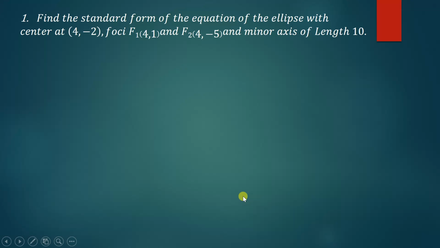Alright, so let's quickly begin with question 1. Question 1 says: find the standard form of the equation of the ellipse with center at (4, -2), and the foci are F1 (4, 1) and F2 (4, -5), and the minor axis length has been given to be 10. This is a very simple question which I believe will not take long to solve.